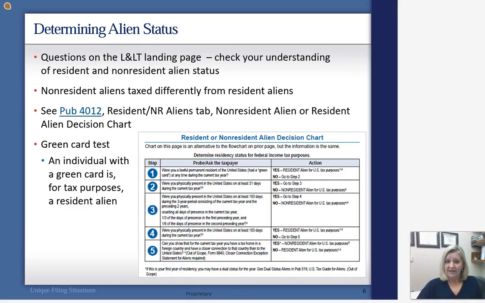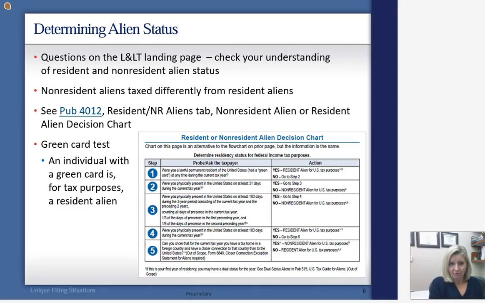If someone has a green card, then for tax purposes, they are treated as a resident. So they will file taxes as a resident. Just so you know, if someone files taxes as a resident, they're filing the same exact tax form that a U.S. citizen would file. That doesn't make them a U.S. citizen, but it means they're filing the same forms.